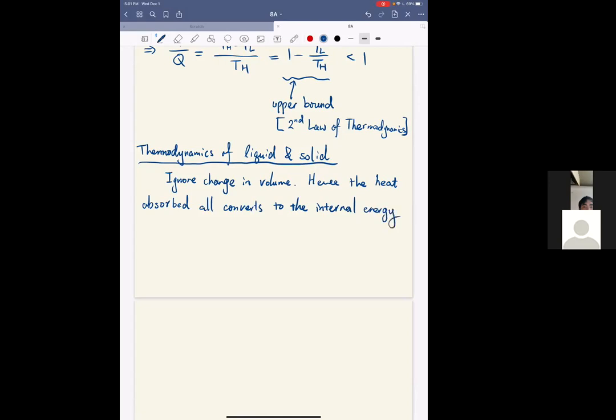And how is the internal energy defined? So the heat it absorbs all converts to the internal energy. So we can as well define that internal energy equals mCT. Yeah, I think it's just safer to write everything in terms of the small quantities.